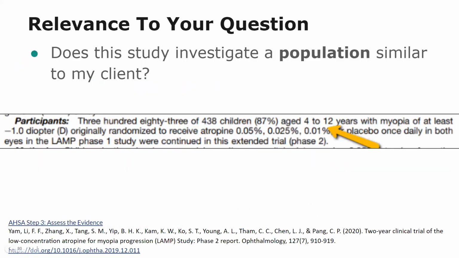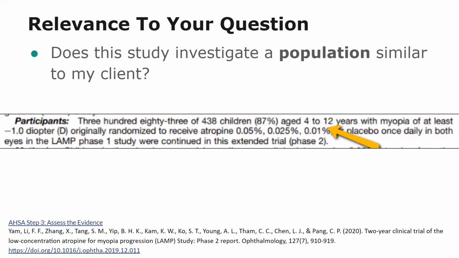The first question when finding the relevance to your research or PICO question is whether the study investigates a population similar to your client or the population of the research question. Our population is children aged 5, and this study investigates children aged 4 to 12, so it fits our population.